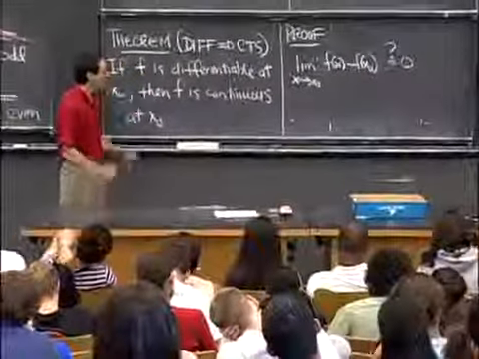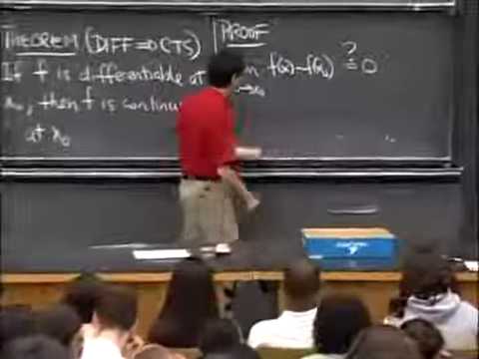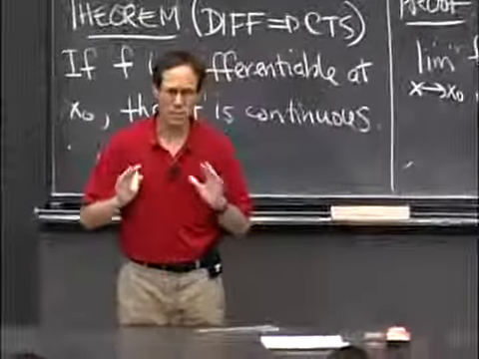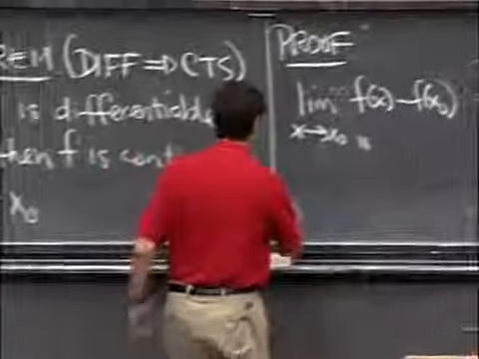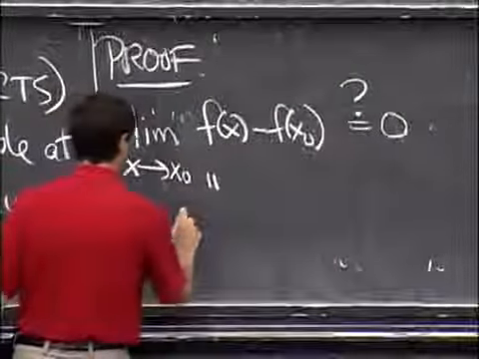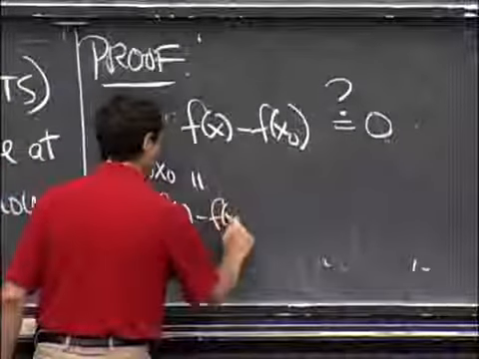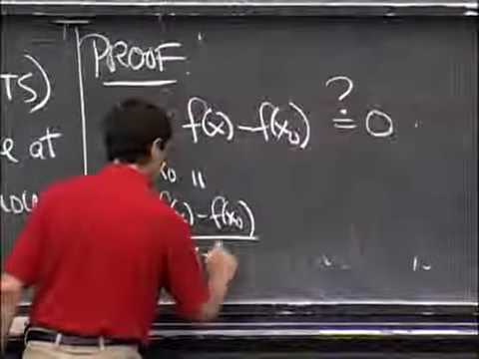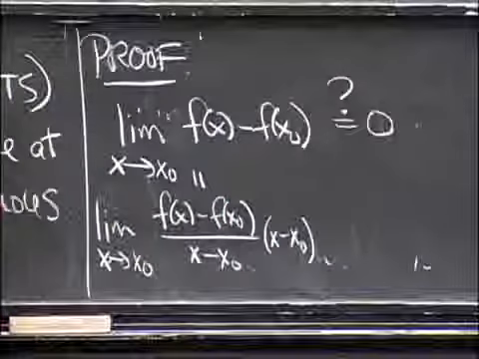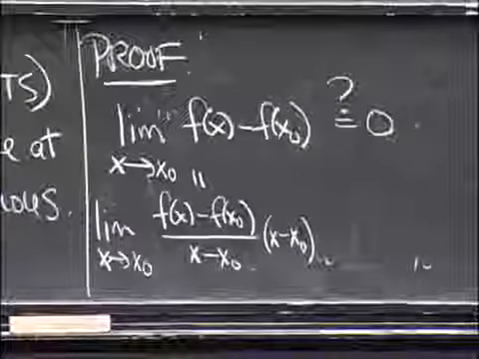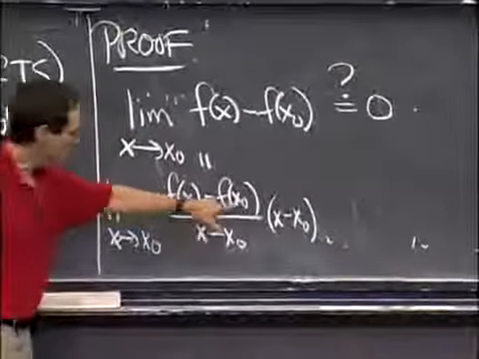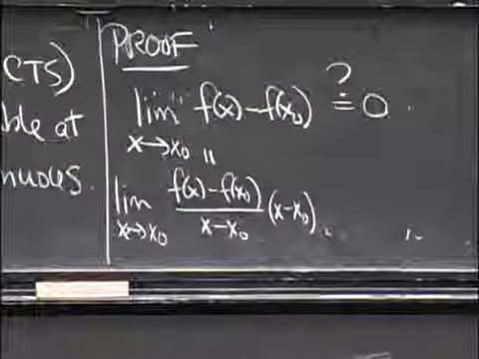And now, the way this is proved is just by rewriting it by multiplying and dividing by x minus x0. So I'll rewrite the limit as x goes to x0 of f of x minus f of x0 divided by x minus x0, times x minus x0. Okay, so I wrote down the same expression that I had here. This is just the same limit, but I multiplied and divided by x minus x0.